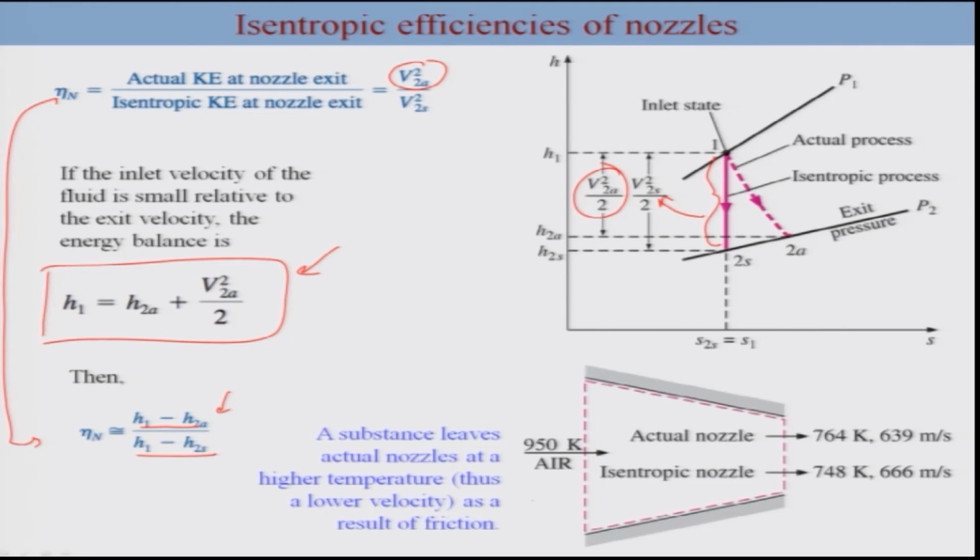Now, you can take an example here. For example, this is a nozzle, you have an inlet condition of air at 950 Kelvin. For the case of the actual nozzle, the temperature can be higher compared to the isentropic nozzle due to the irreversibility associated here, and the velocity can be lower than that of an isentropic nozzle. Okay. Which is of course related to irreversibility associated with actual nozzles. So, you can do this analysis and find out the isentropic efficiency of these flow devices under isentropic conditions.